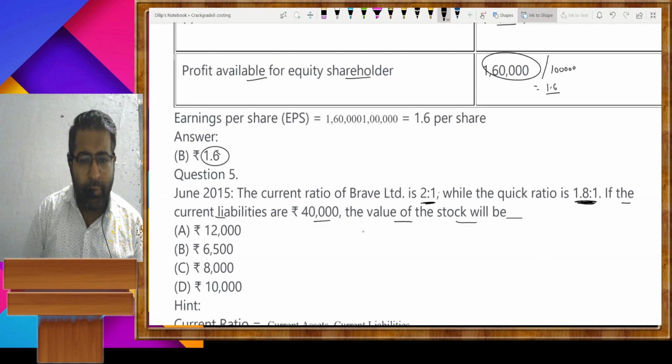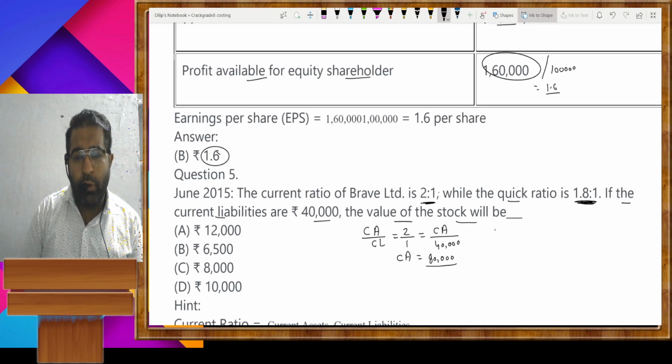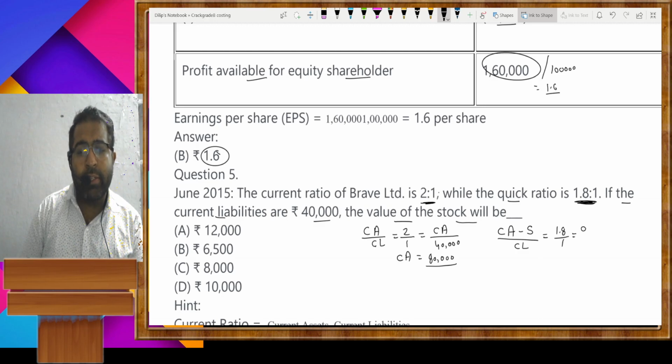Current ratio 2:1. Current ratio formula: current assets divided by current liabilities, that is 2 divided by 1. Current liabilities are given as 40,000, current assets are not given. By this we calculate current assets 80,000. Clear? Now quick ratio formula is current assets minus stock divided by current liabilities. It is given 1.8 divided by 1, so current assets 80,000 minus stock divided by current liability 40,000.